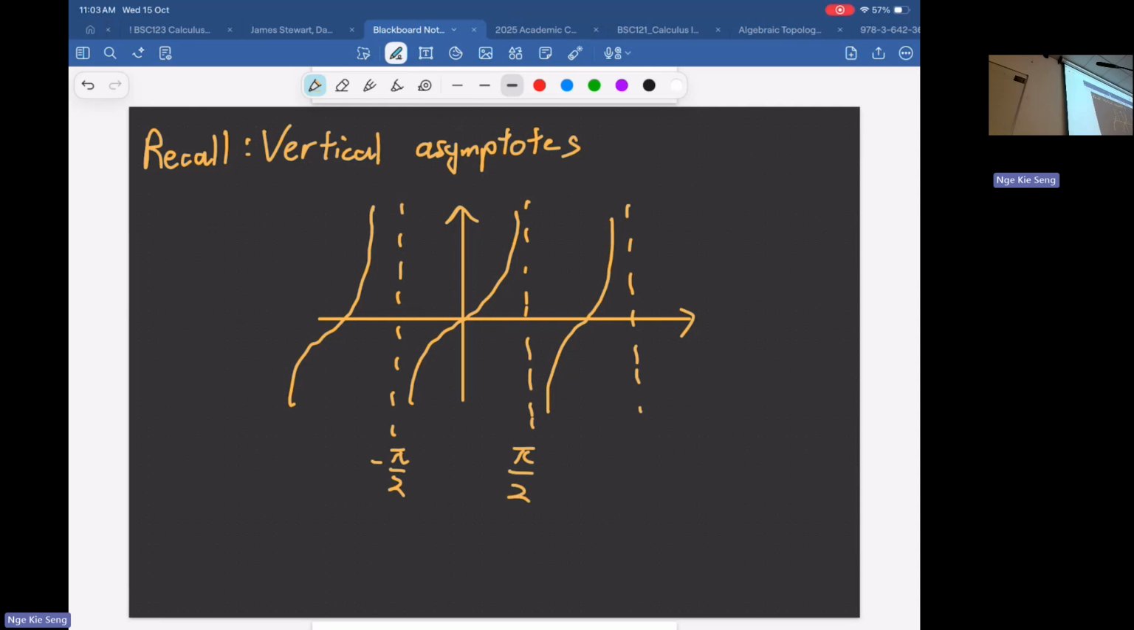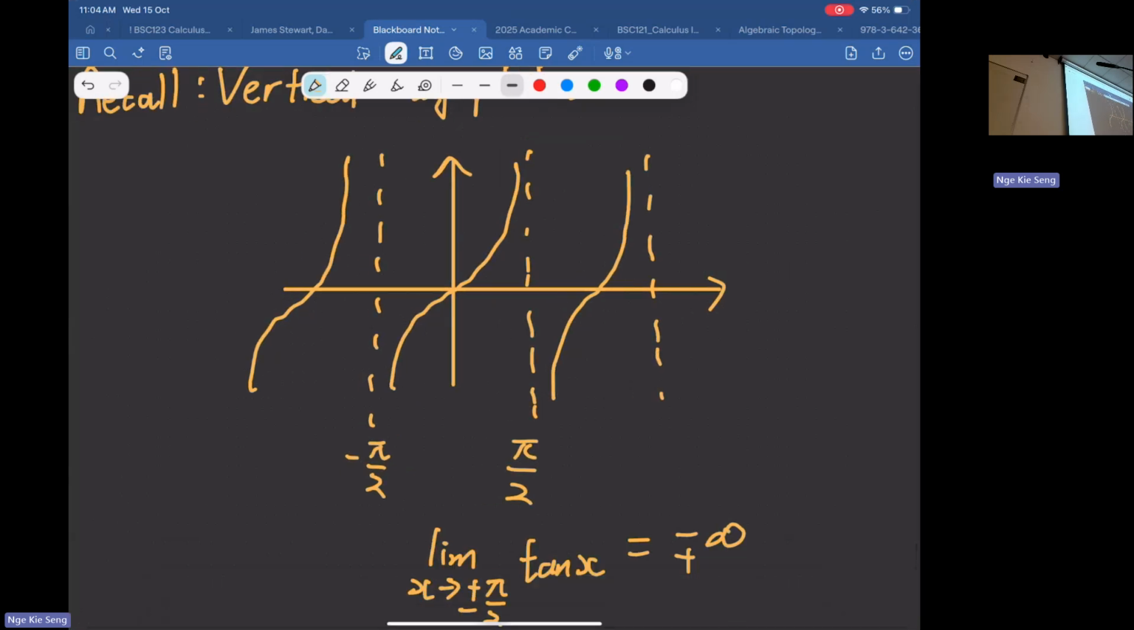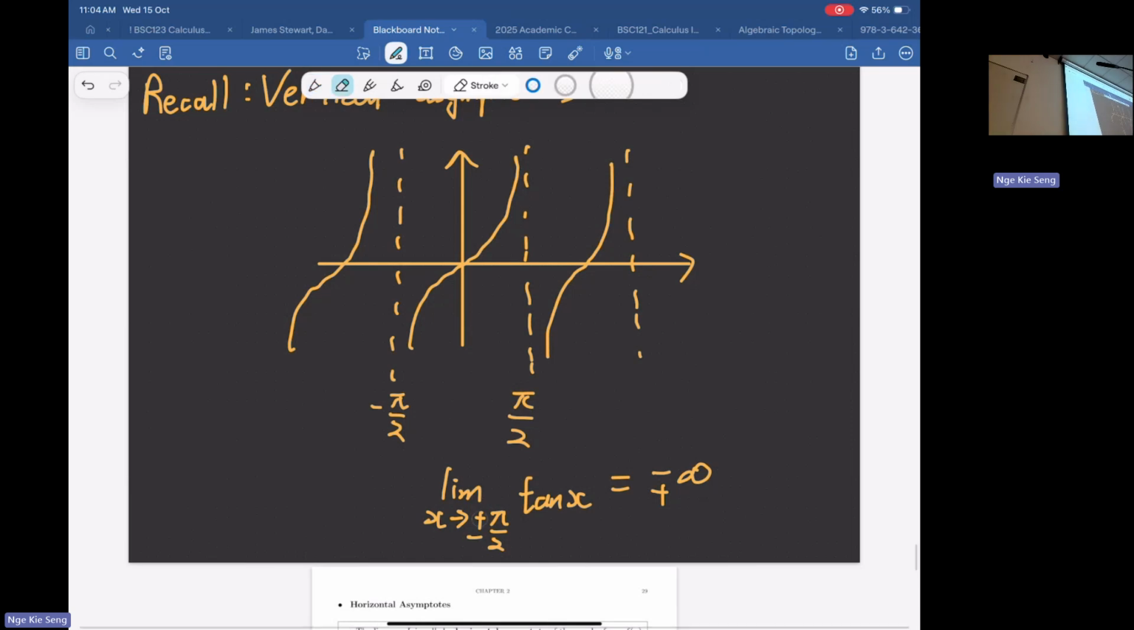So how do you obtain these vertical asymptotes from an algebraic equation? It is by checking the limit of x going to plus or minus pi over 2 of tangent x, which equals minus infinity or plus infinity. Correct or not? Not true, so I think we need to put more. Let's write down one of them first.